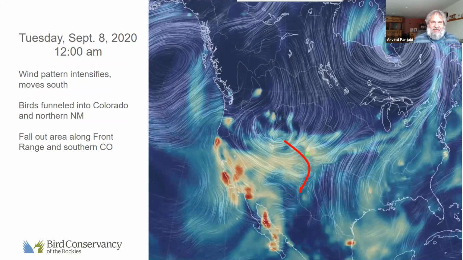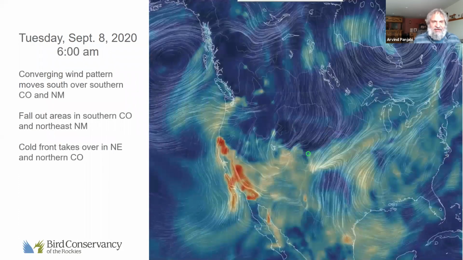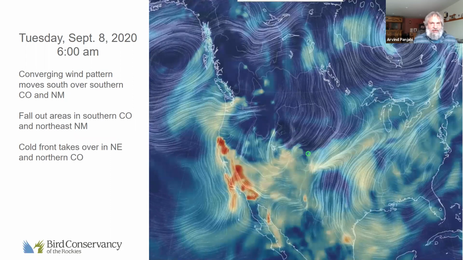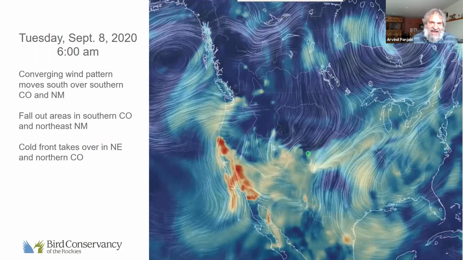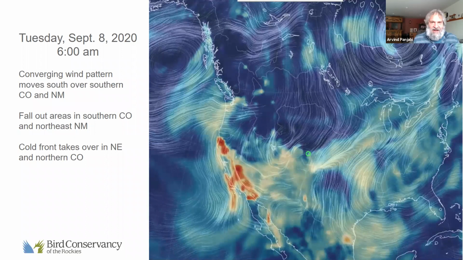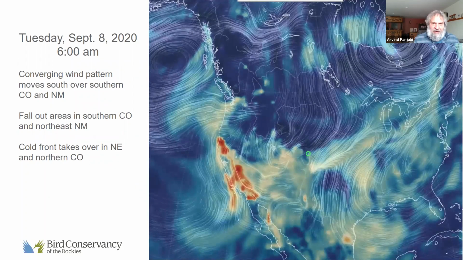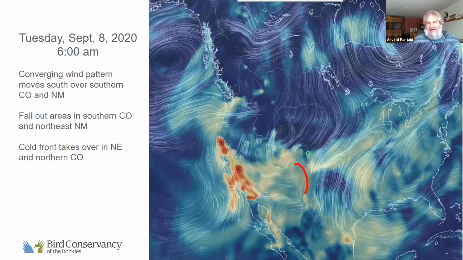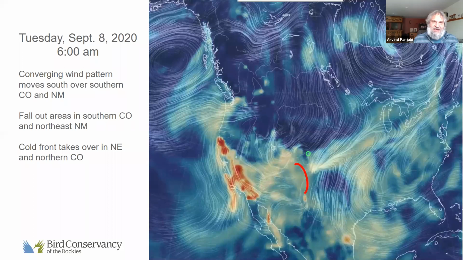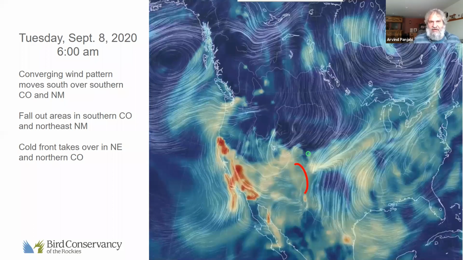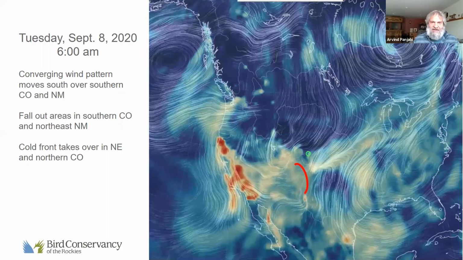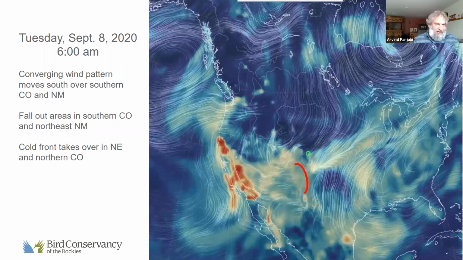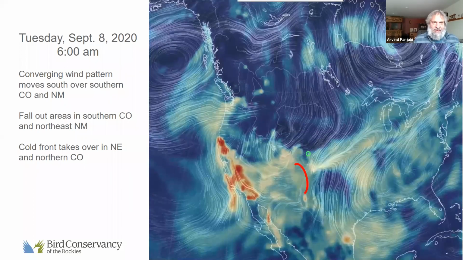So we'll go here now in the morning of the storm as this was hitting northern Colorado. You can see the cold front there. Oh, by the way, that dot you're looking at in the center of your screen, that's Boulder, Colorado. Again, that convergence zone of the winds now has begun to shift south over Colorado, southern Colorado and New Mexico, creating a fallout zone there in northern New Mexico and southern Colorado, and that cold front beginning to take hold over the northern part of the region.